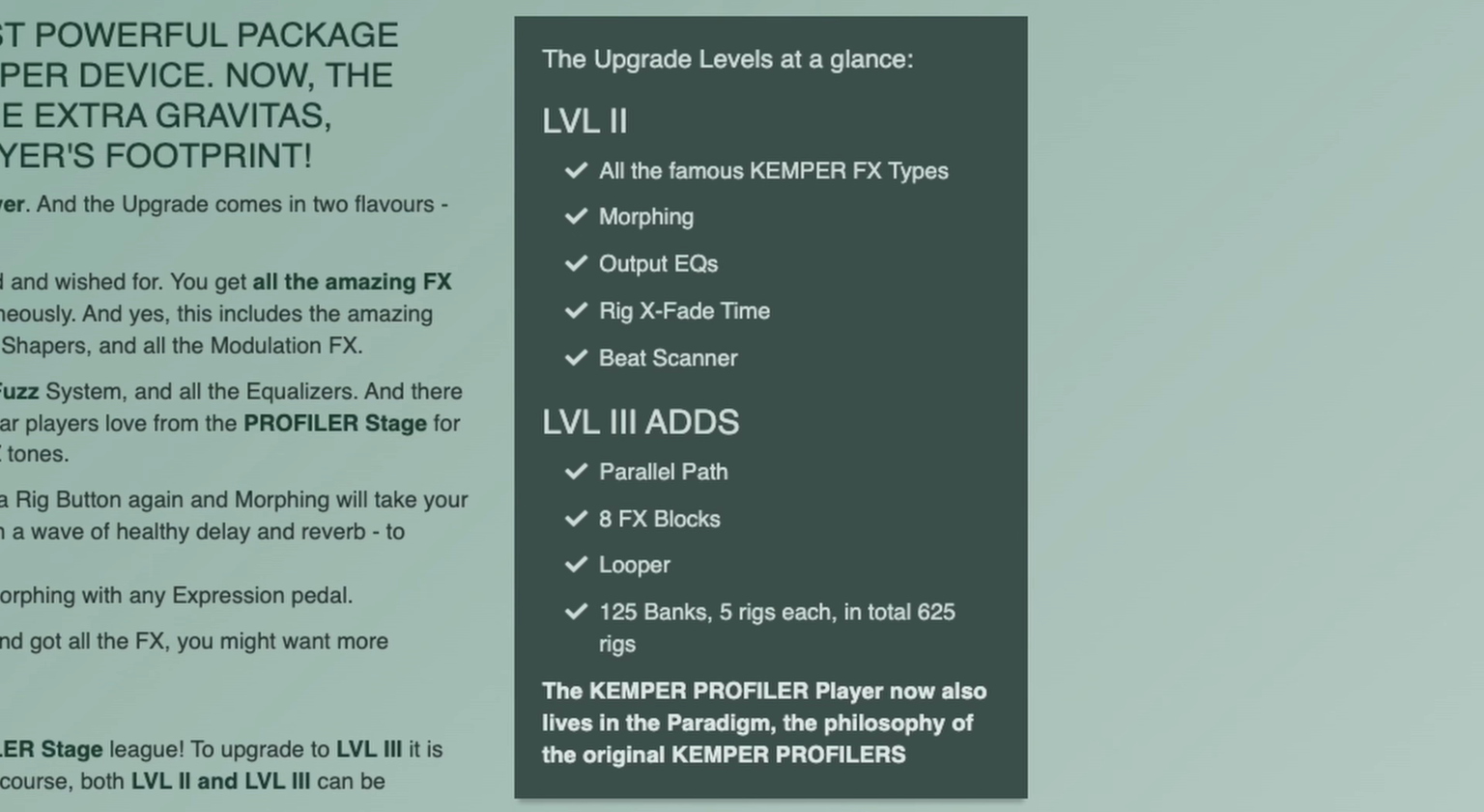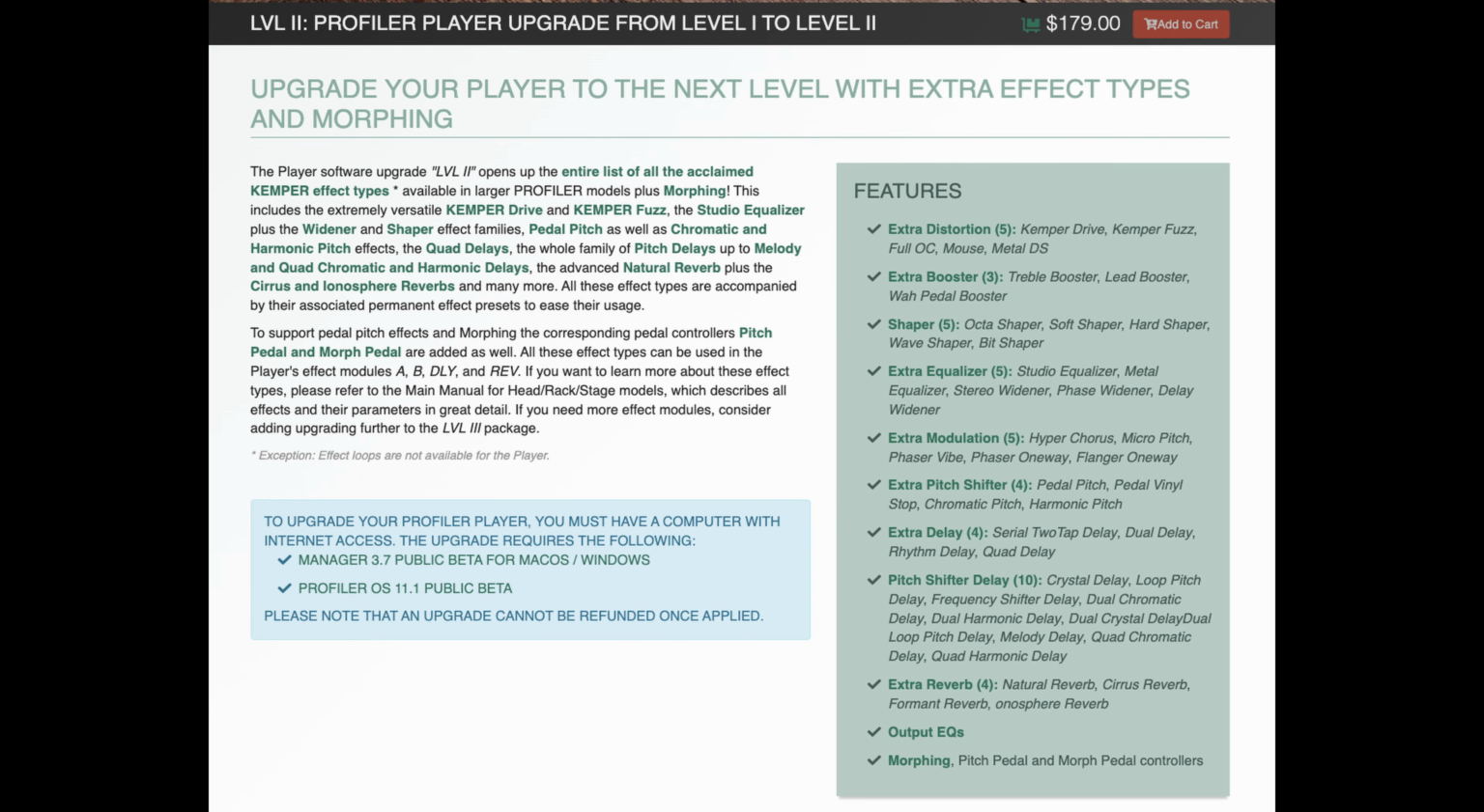But without further ado, let me walk you through what I'm gonna cover in this video. This is gonna be a look at the paid upgrades, level 2 and level 3. I'm gonna focus on the main headline features that they've pointed out here. In level 2, you have all of the famous Kemper FX types, so we'll talk about what that means. Morphing has been introduced at level 2, output EQs, the rig crossfade timing, and the beat scanner, which is very cool.